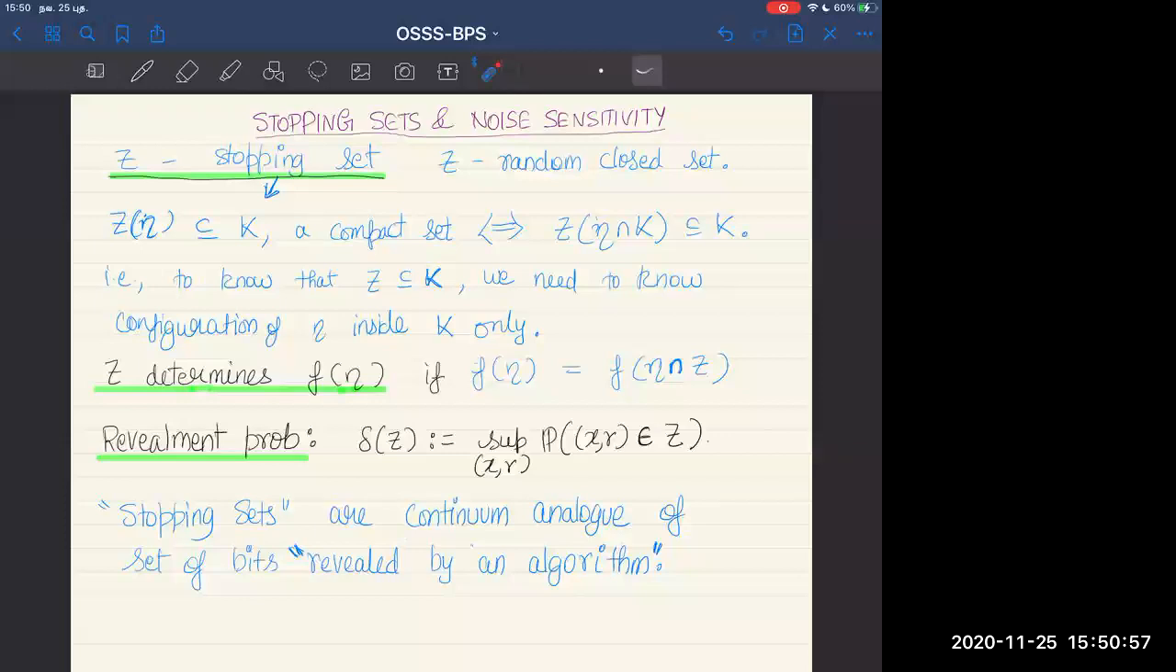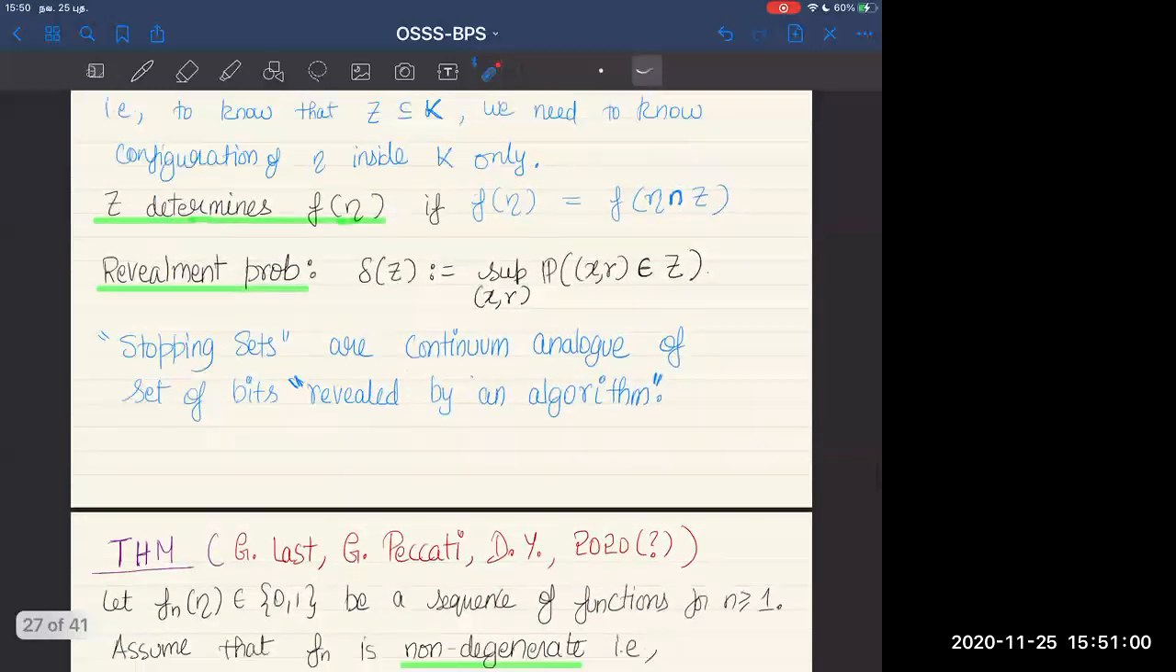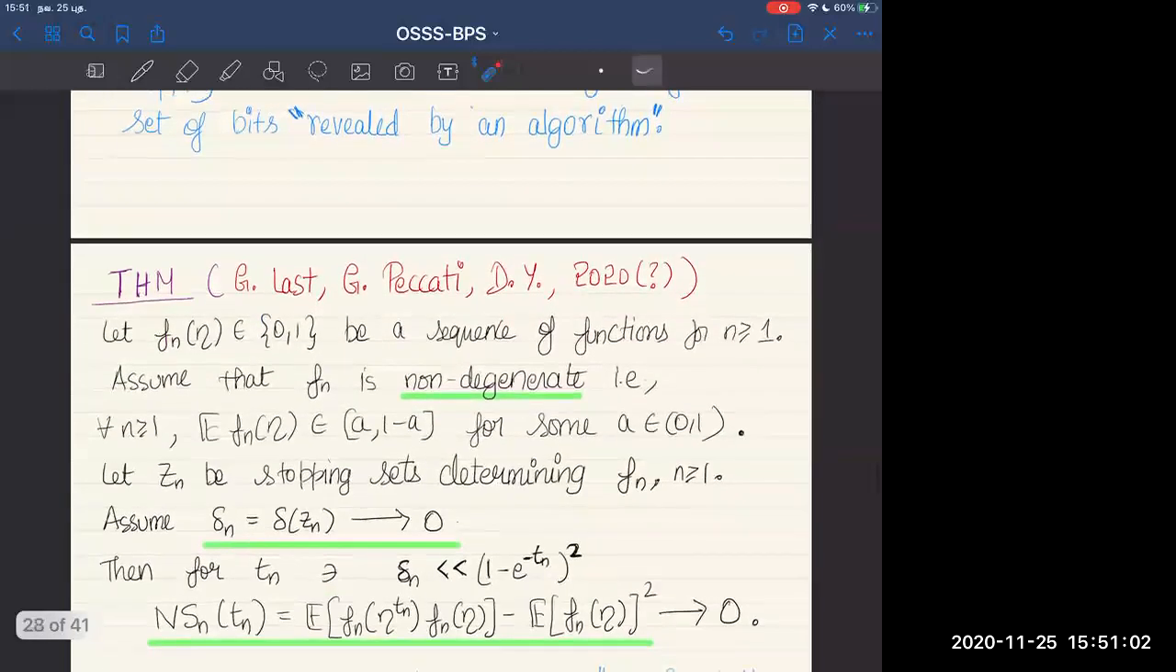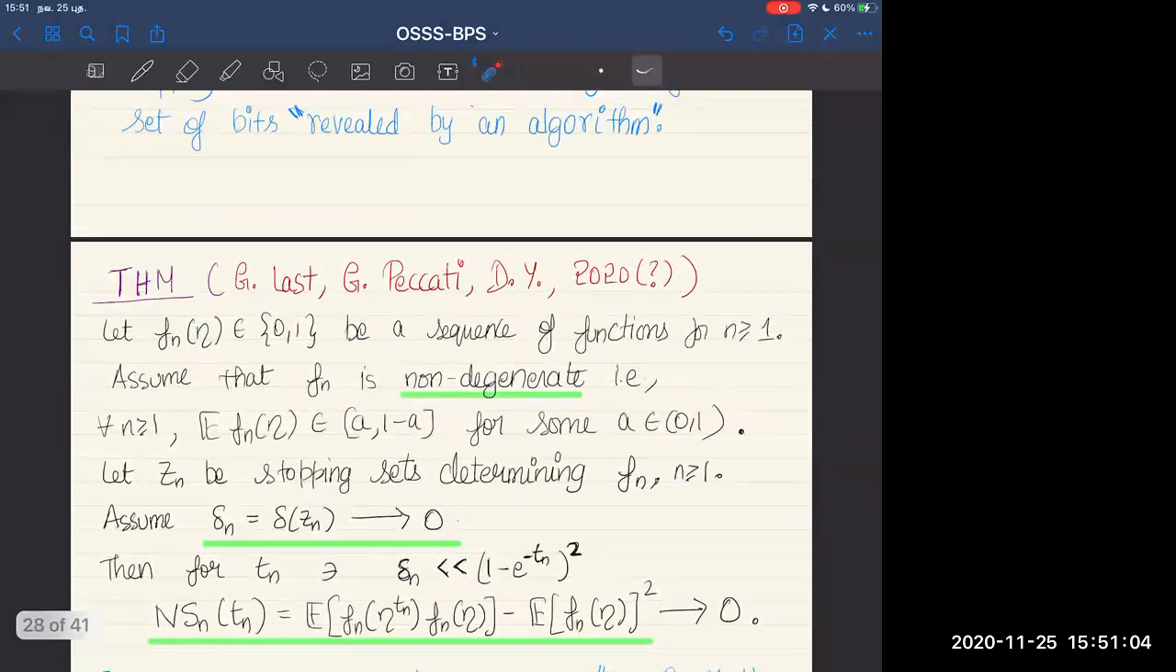Now, let me state the main theorem we have. This is our main result. It's actually much neater than even the one using OSSS, because the big difference is I don't need the stopping set to be a continuous time decision tree. It need not be exploratory. You don't need to construct a Z_t converging to Z, nothing. Just give me a stopping set.